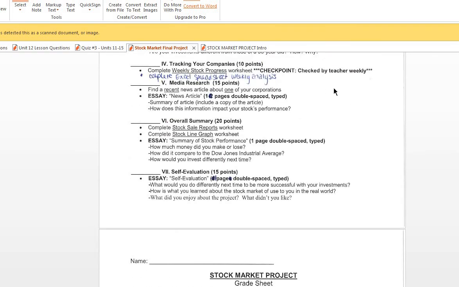So the next one is overall summary. So the stock sale report in the line graph I just showed you would need done, as well as an essay summarizing how well it did. How much did you make or lose? I'm not going to make you do how did it compare to the Dow Jones Industrial Average, because I'm only going to have you track on whatever it's being sold on, which is normally New York Stock Exchange is what I'm looking for there.